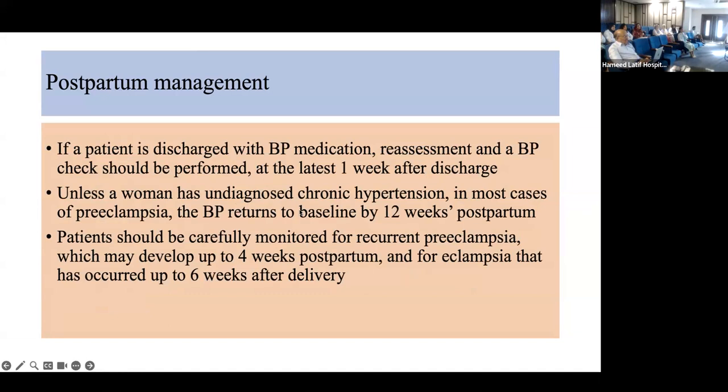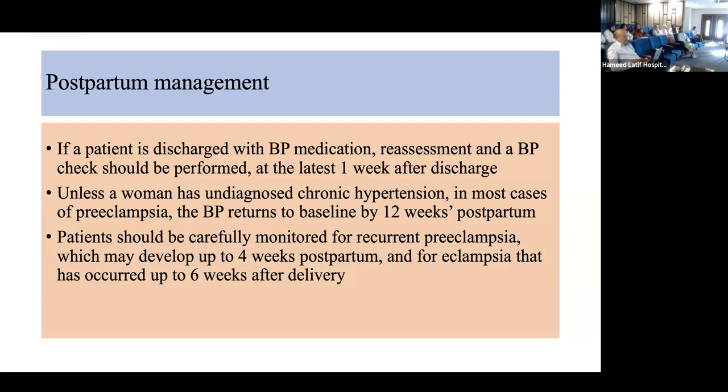In undiagnosed chronic hypertension, in most cases, the BP should return to baseline by 12 weeks postpartum. So patients should be carefully monitored for recurrent preeclampsia, which may develop up to 4 weeks postpartum, and for eclampsia that has occurred up to 6 weeks after delivery. So a word of caution must be given to the patient that this is not likely, but may happen. And if you have any issues and problems like that, they should immediately come to the hospital.